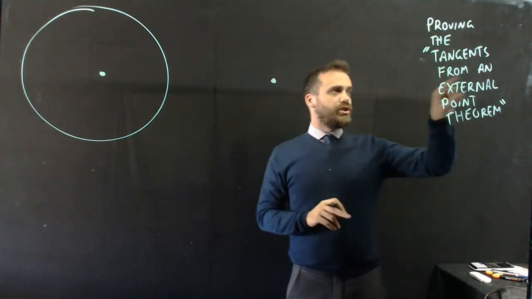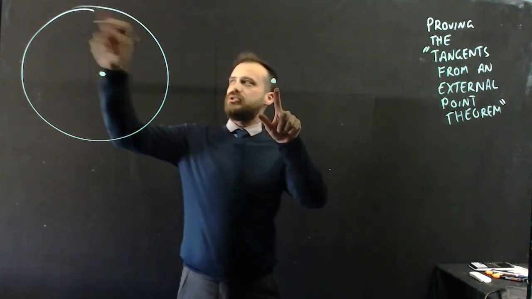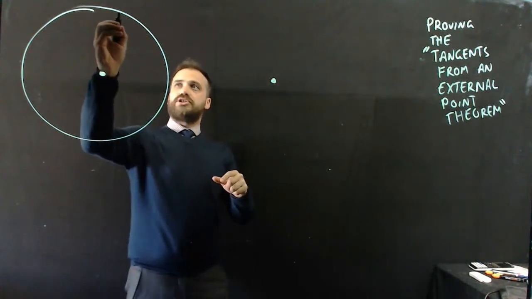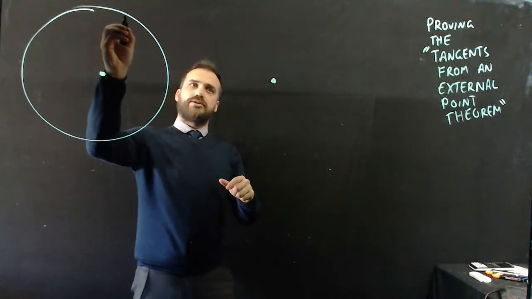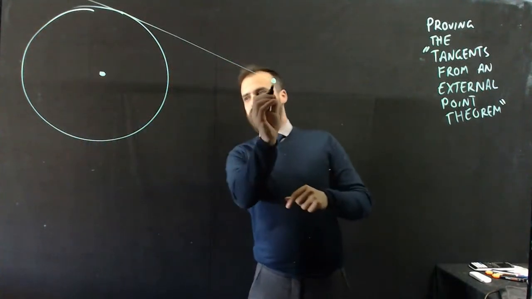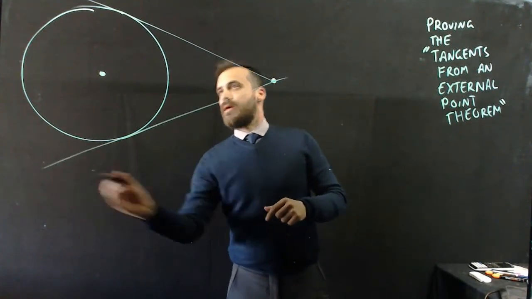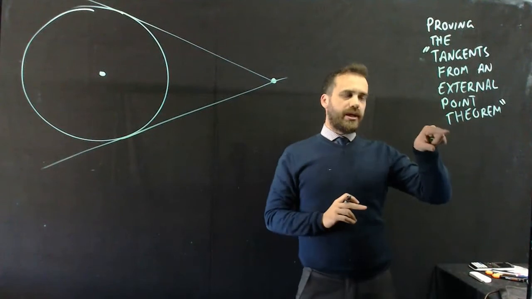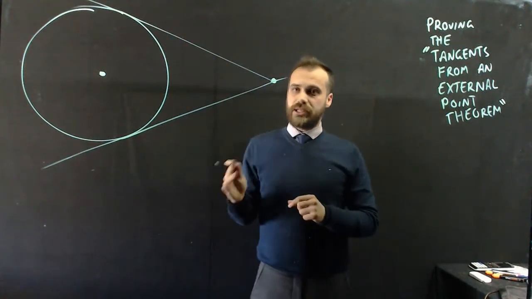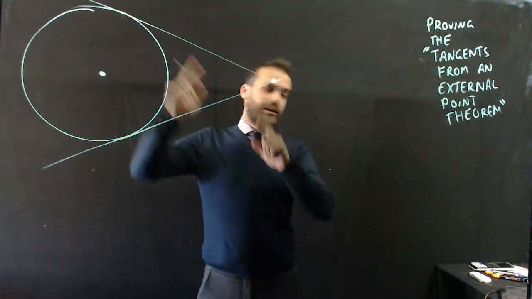And then it says tangents from an external point. So if I draw a line from that point to the circle so that it forms a tangent with the circle, just touching it, what I'm going to get is a tangent that looks like that, heading off into space, and a tangent that looks like that. Now, what the tangents from an external point theorem states is that the tangents from an external point are congruent. They have the same length.